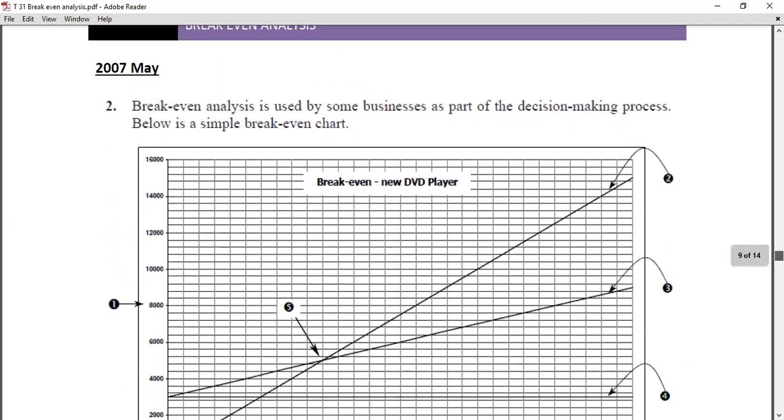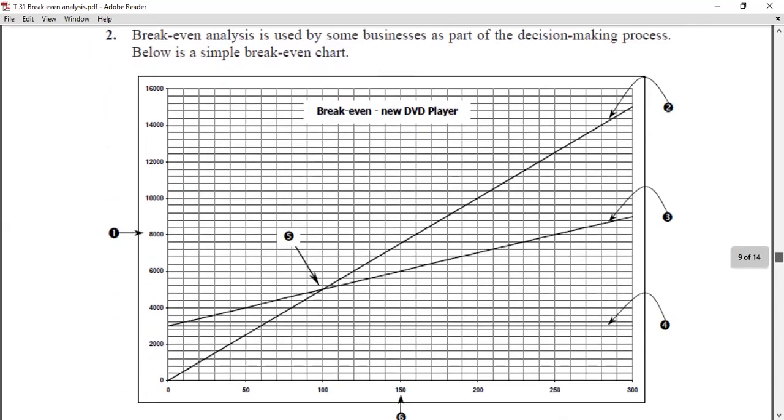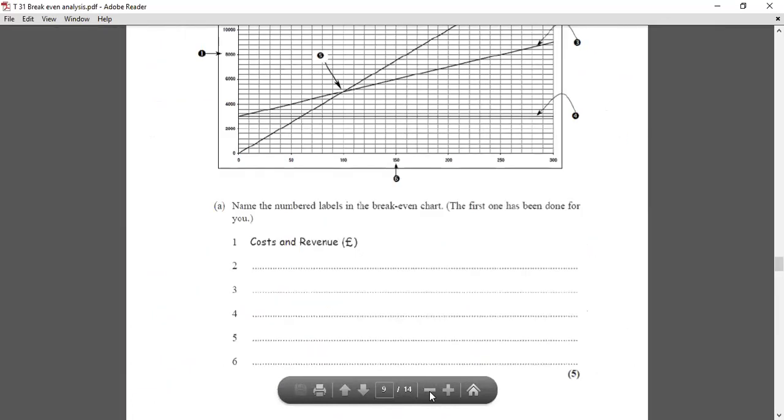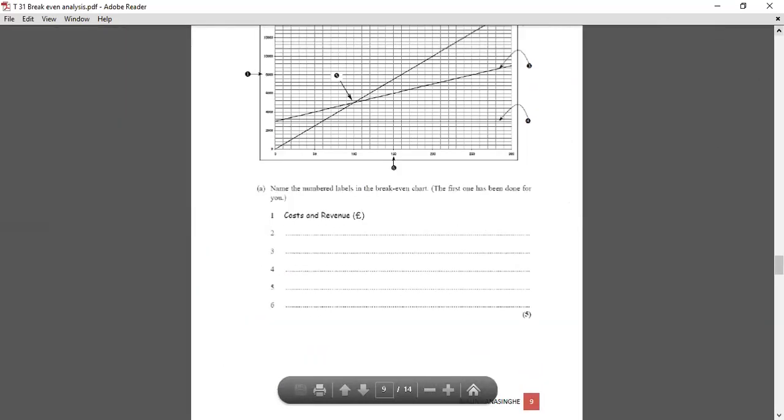This question is from 2007 May, a pretty old paper, but this one came in all our syllabus. 2007 IGCSE. They're saying break-even analysis is used by some businesses as part of the decision-making process. Below is a simple break-even chart. You have to name the numbered labels in the break-even chart. The first one has been done for you. Like that, you can find out now by using our break-even chart knowledge.